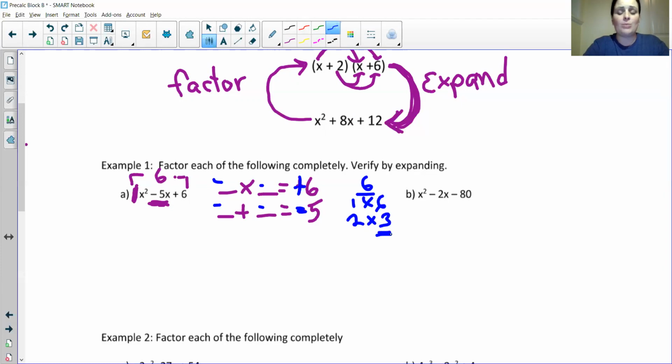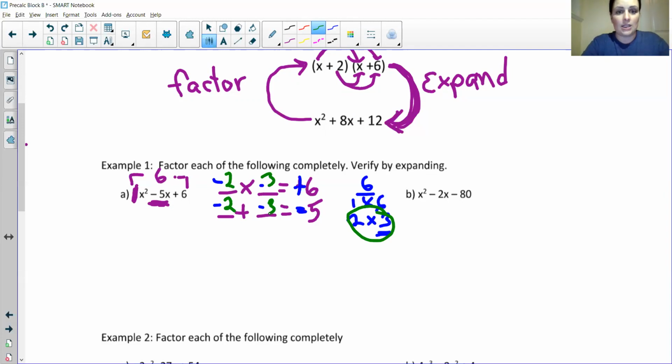Now you look at those 2 numbers, which pair adds to 5? And hopefully you figured out it was these 2. So it's going to be -2 and -3. And you can just double check. Does -2 times -3 equal +6?